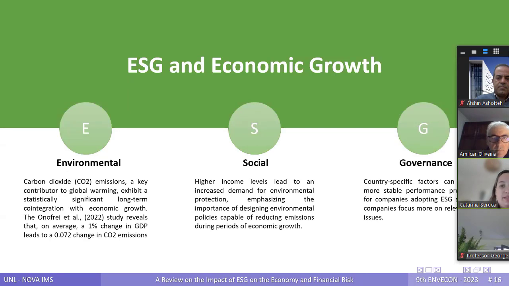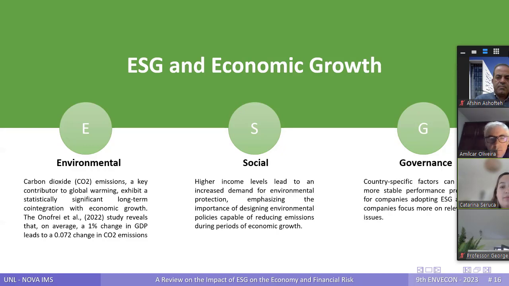Moving forward, here we present findings related to each ESG component. Starting with the environmental pillar, we have that carbon dioxide emissions, which are recognized, as we know, as a primary contributor to the phenomenon of global warming, manifest a statistically noteworthy long-term co-integration with economic growth. According to the study conducted by Onofre et al., it is disclosed that on average, a 1% change in gross domestic product corresponds to a 0.072 change in CO2 emissions.